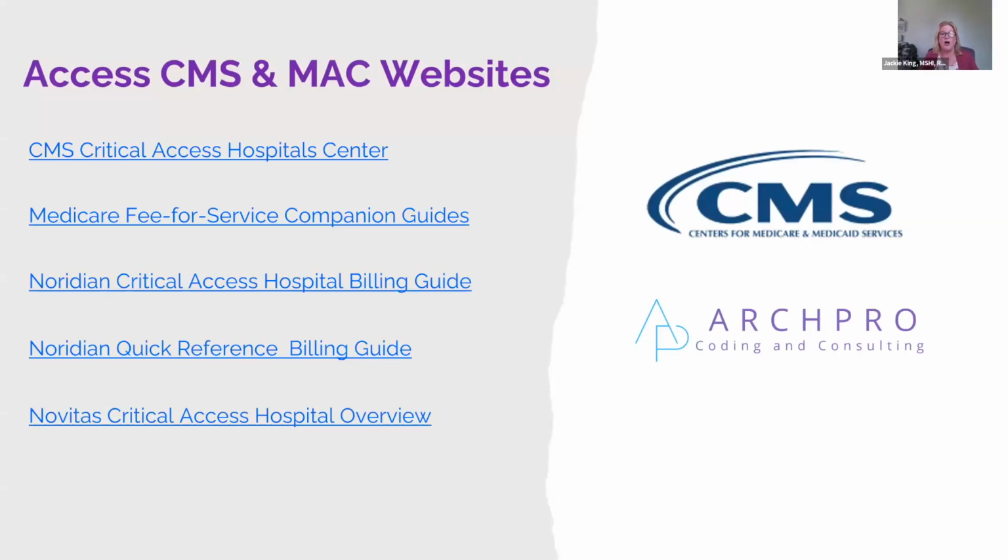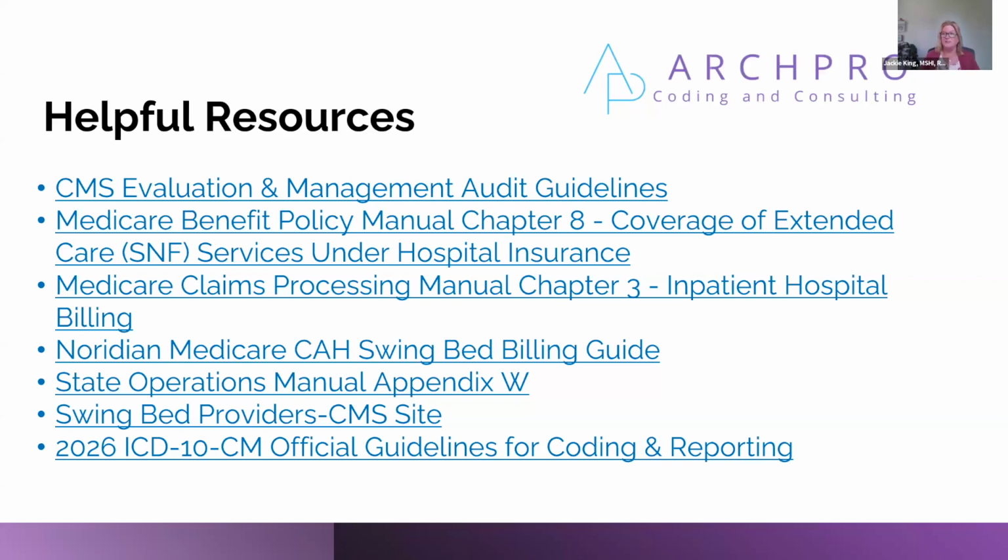There are a ton of very awesome billing reference guides here, and I encourage you to check a lot of these out. I'm not going to open them up. You are able to open links. Great tools, and then more great tools. So your E&M guidelines, your benefit policy manual for skilled care, your inpatient hospital billing claims processing manual, which I've referred to several times, a swing bed billing guide specific to Noridian, but I don't know if that's your MAC, but you can take a peek at it. The state operations manual, where you are surveyed against swing bed providers, the CMS site, and then the guidelines for ICD-10 coding and reporting for the current year, which goes October 1st to September 30th of this year.